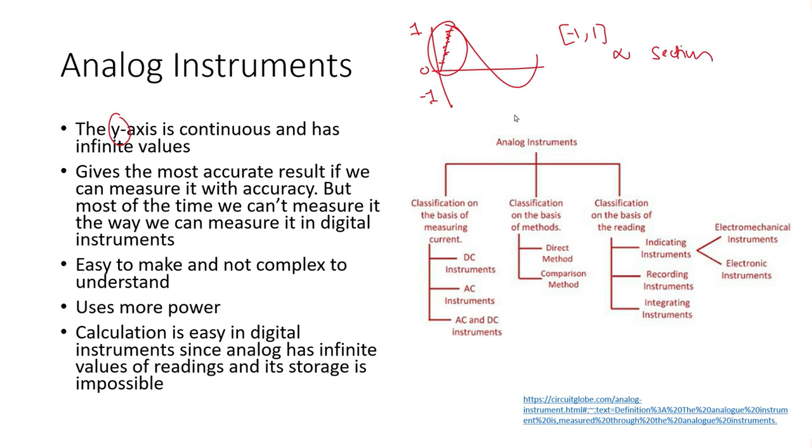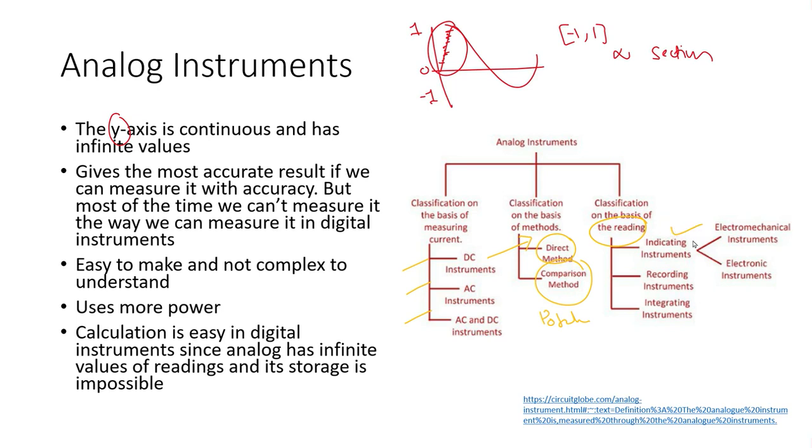Analog instruments are classified on the basis of the current measurement, making them direct current instruments, AC instruments, and AC and DC instruments combined. Based on the classification of methods, we have direct instruments and indirect instruments, which are comparison type instruments. The direct instruments were galvanometer, ammeter, etc., and the comparison ones were like the potentiometer, etc.